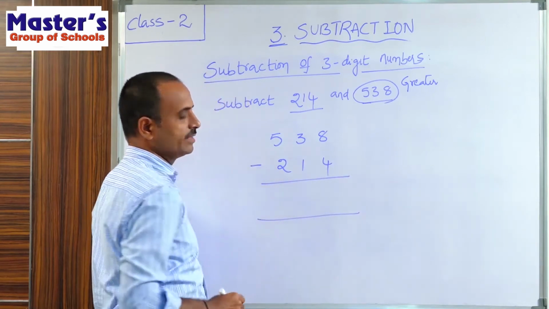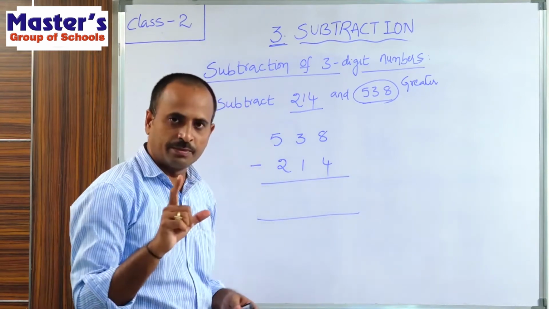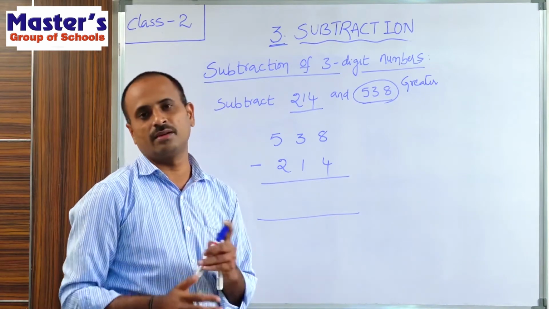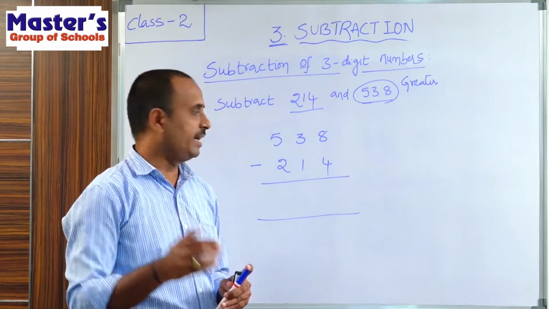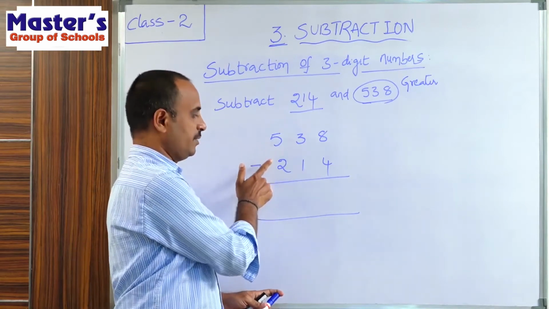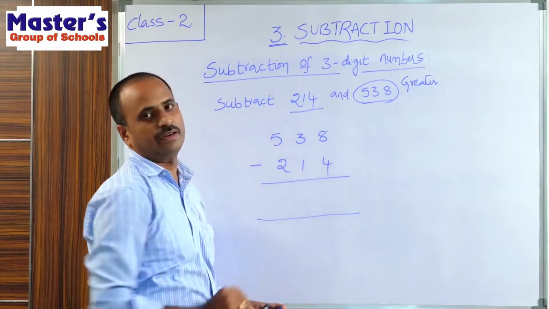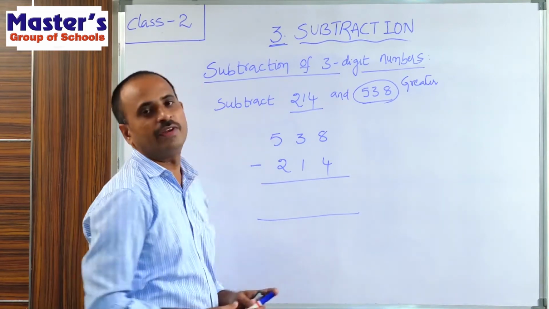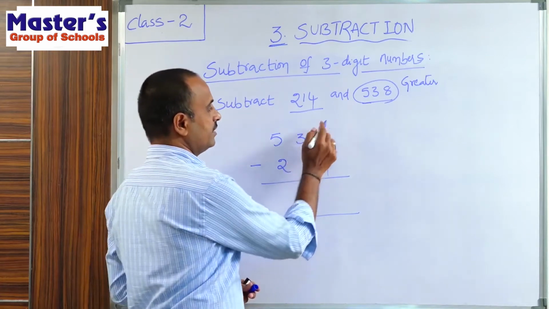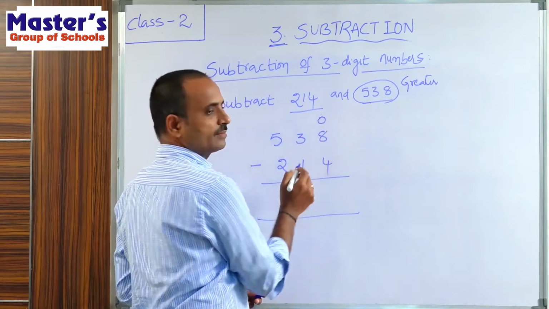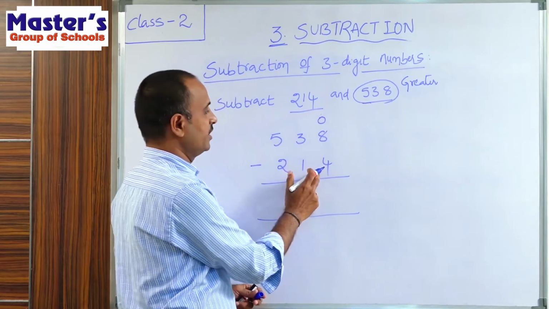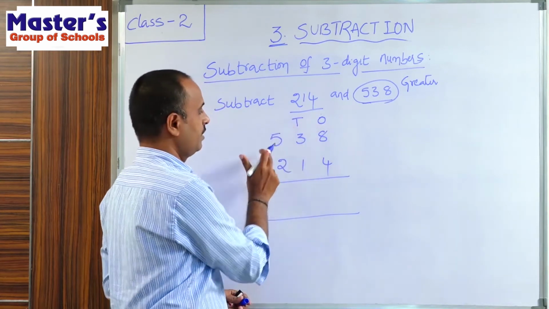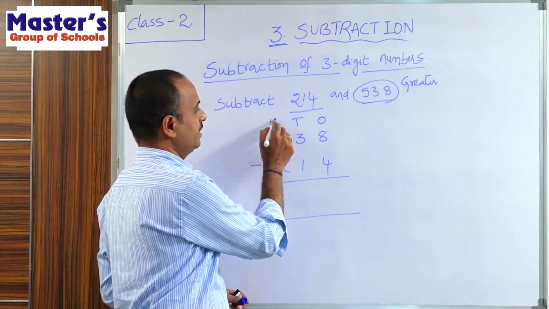So we have to subtract these two numbers. The first step is to write the two numbers one below the other, the greater number first and the smaller number below it. Then write the places for each digit in the given numbers. This is the ones place. That means 8 and 4 are present in the ones place, 3 and 1 are present in the tens place, and 5 and 2 are present in the hundreds place.